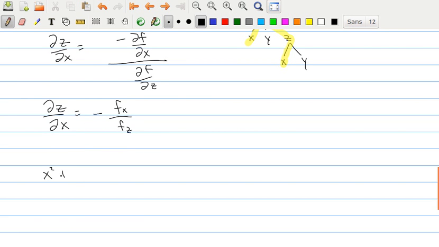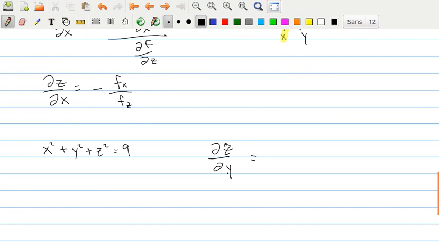Let's say we've got x squared plus y squared plus z squared equals 9. And we want to know what is the partial of z with respect to y. So according to our formula, this should be negative the partial derivative of f with respect to y divided by the partial of f with respect to z, where f is, well, we move the 9 over because our original equation had everything equal to 0. So minus 9 equals 0. So this right here is the f.